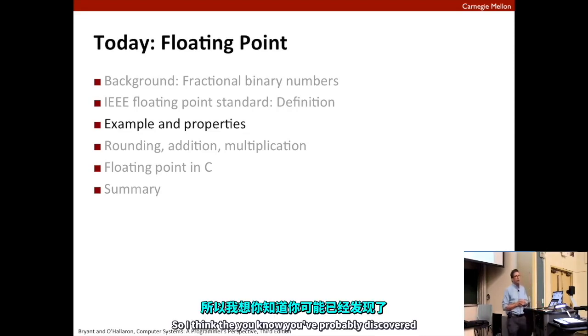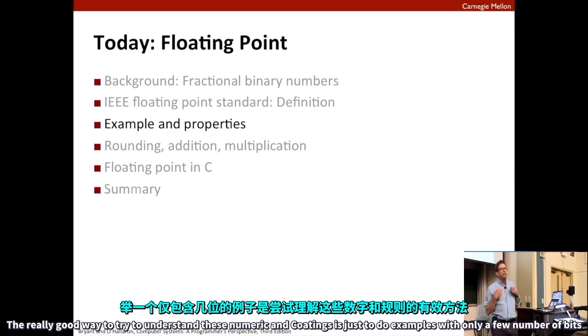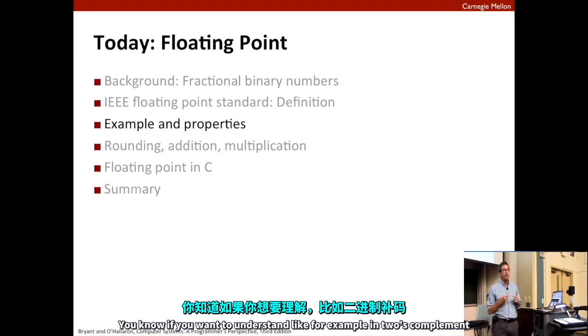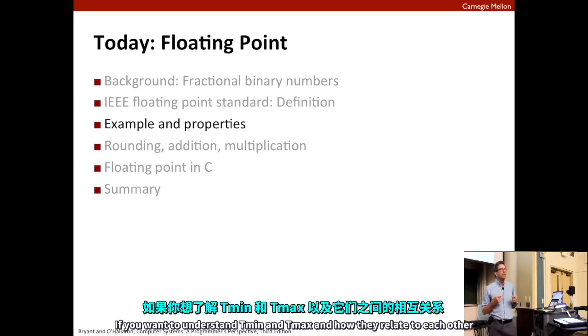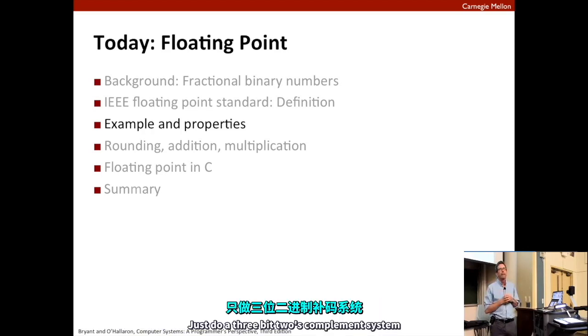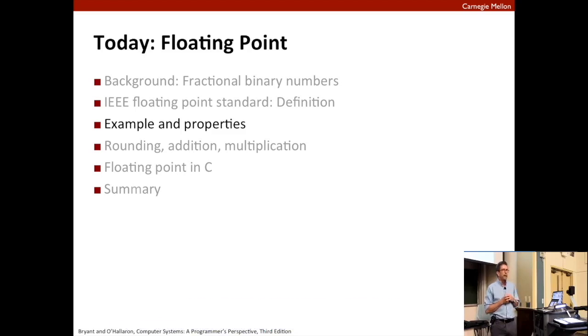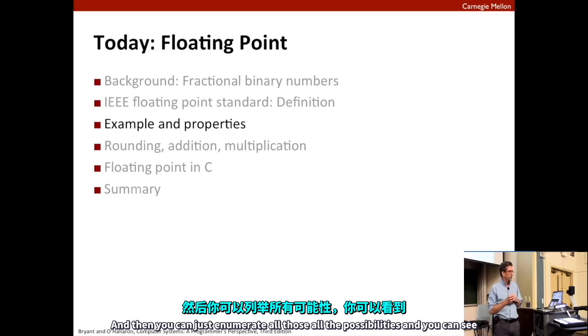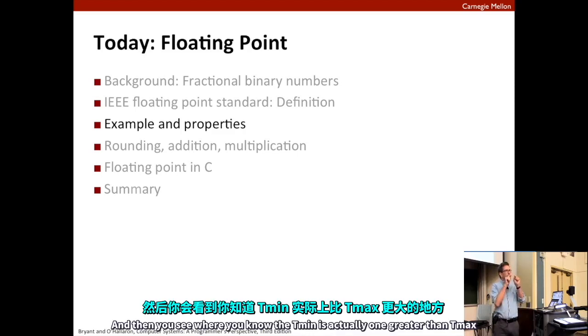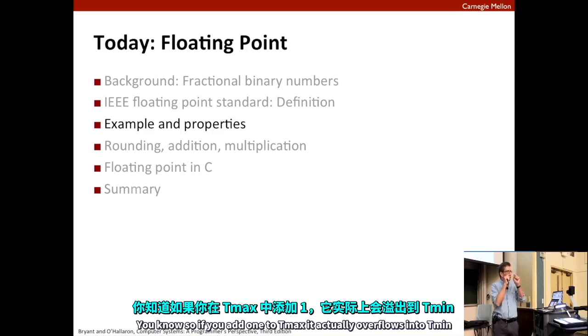I think you've probably discovered now that a really good way to understand these numeric encodings is to do examples with only a small number of bits. For example, in 2's complement, if you want to understand Tmin and Tmax and how they relate to each other, just imagine a 3-bit 2's complement system. Then you can enumerate all the possibilities and see that Tmin is actually 1 greater than Tmax. So if you add 1 to Tmax, it overflows into Tmin.